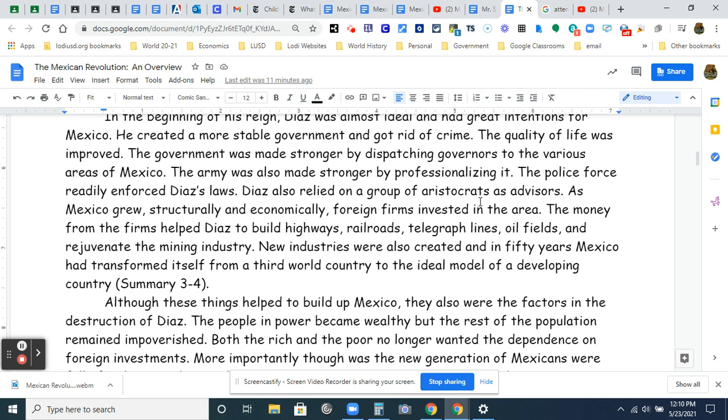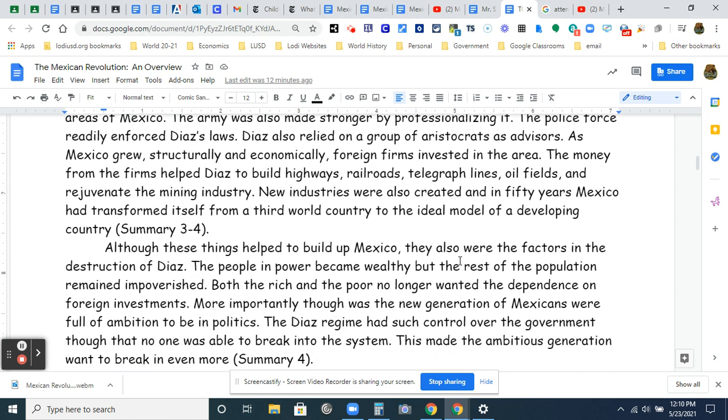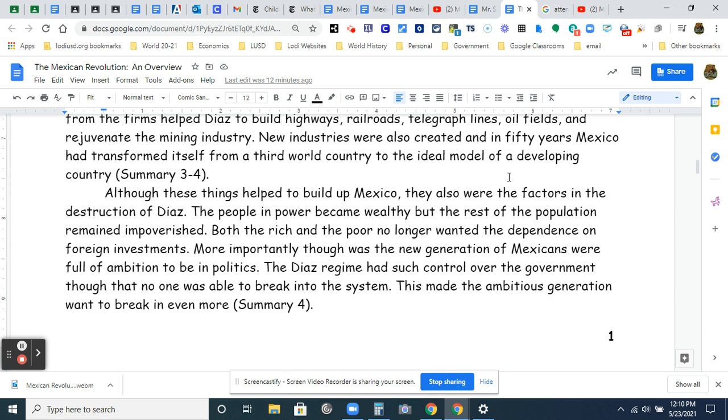Diaz also relied on a group of aristocrats as advisors. As Mexico grew structurally and economically, foreign firms invested in the area. The money from the firms helped Diaz to build highways, railroads, telegraph lines, oil fields, and rejuvenate the mining industry. New industries were also created, and in 50 years, Mexico had transformed itself from a third world country to the ideal model of a developing country.